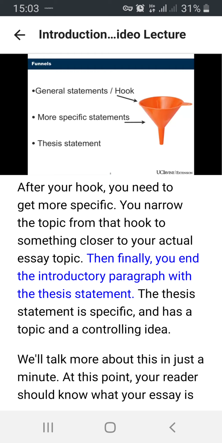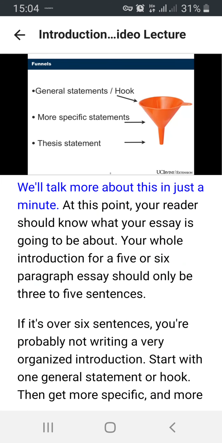Then finally, you end the introductory paragraph with the thesis statement. The thesis statement is specific and has a topic and a controlling idea. We'll talk more about this in just a minute. At this point, your reader should know what your essay is going to be about.